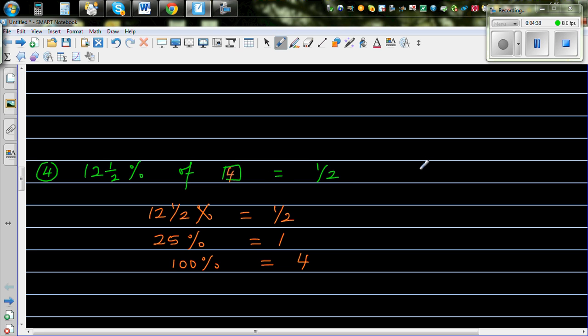12.5% is well known as 1/8, because 12.5% is half of 25%, and 25%, as you know, is a quarter. So you can say that 12.5% is 1/8. So the question is basically 1/8 of 4. 1/8 times 4 is 4 over 8, which is half. So our answer is right.